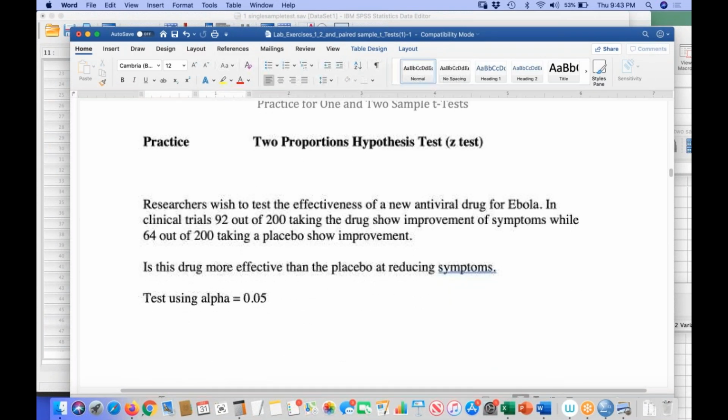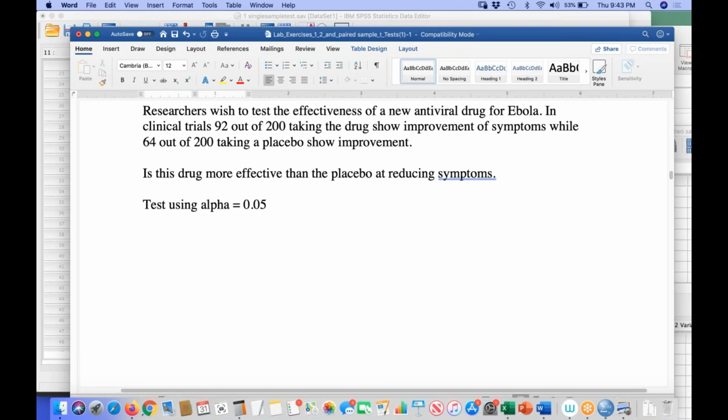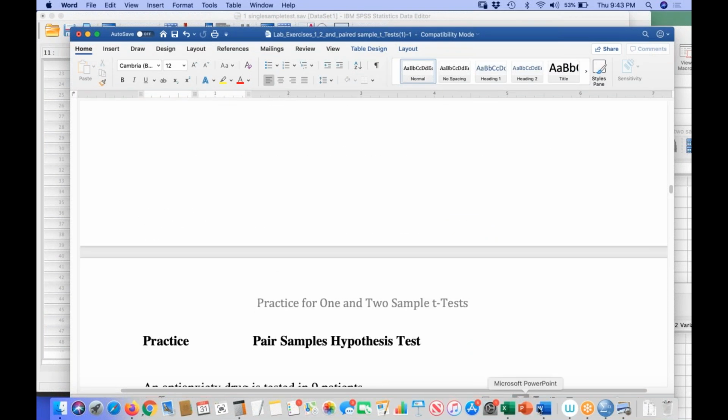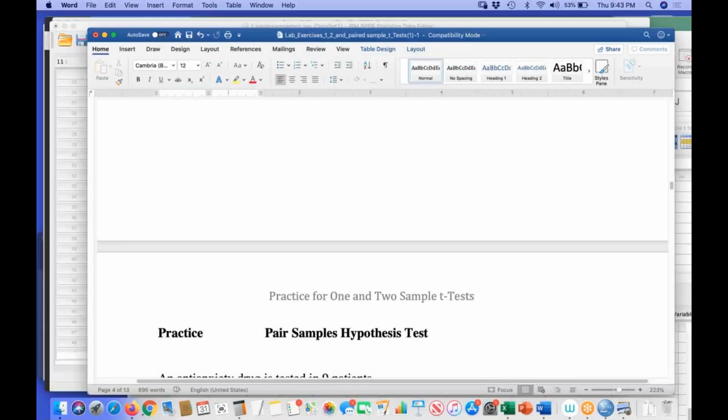And here is two proportions. Okay, now again, we have the situation. Oh no, that's not what I want. I want the other table.